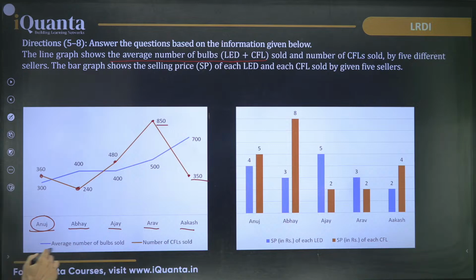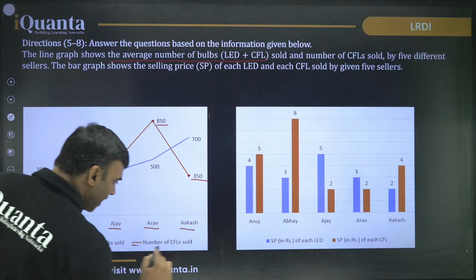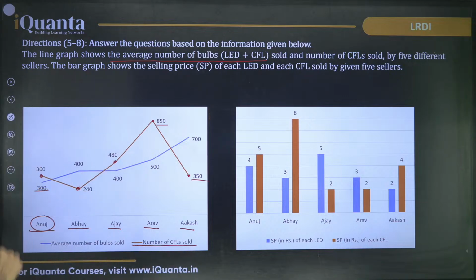Now, the blue line is the average of the bulbs. So 300 is the average of two values, and one of them is CFL, which is given in orange. The orange line is the CFL value, and the average of the two items is given by the blue line.